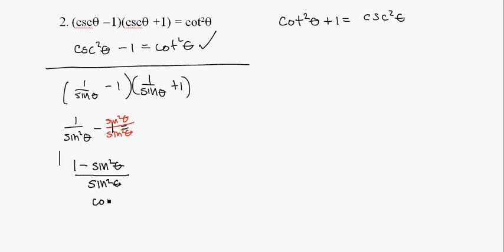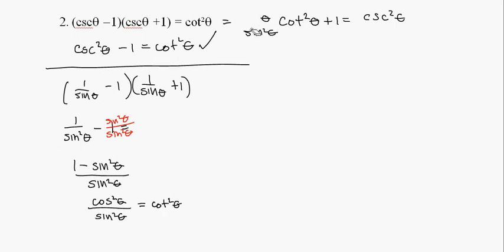And this is cosine squared theta over sine squared theta. So again, you can make just a mental note. Cotangent squared is cosine squared theta over sine squared theta. Oh, those two are the same, so now this is the same as cotangent squared.